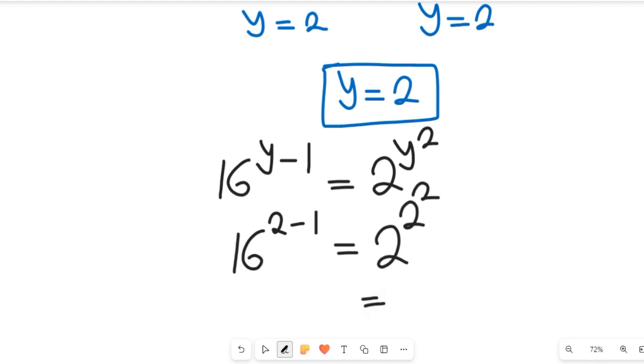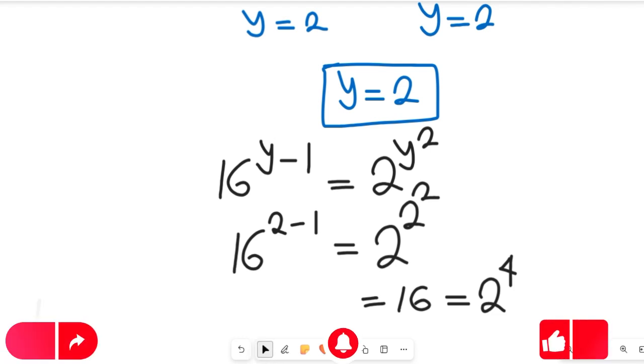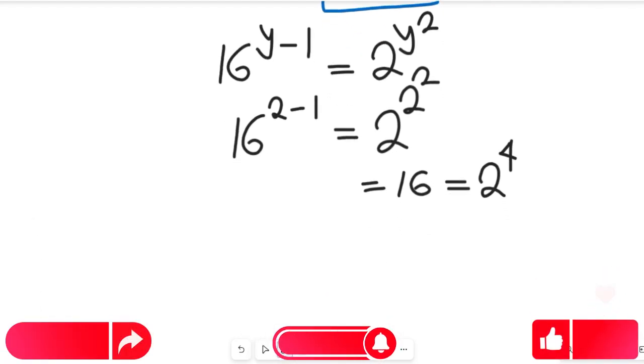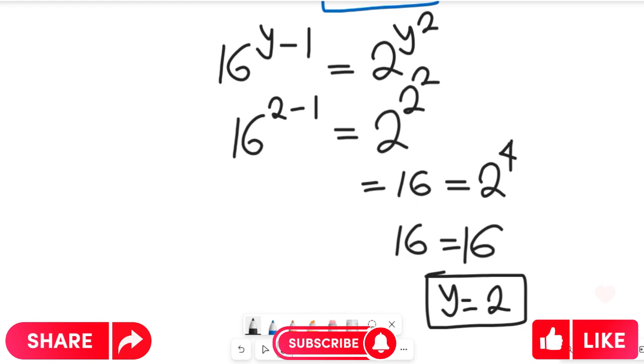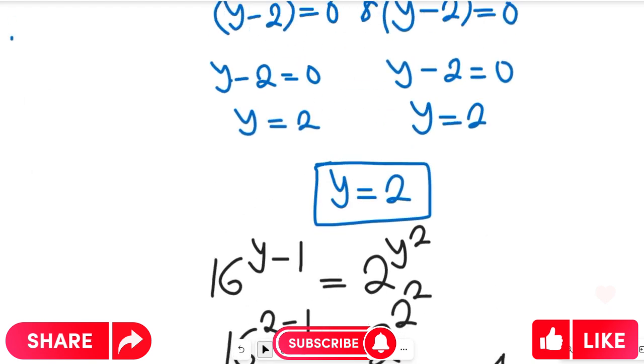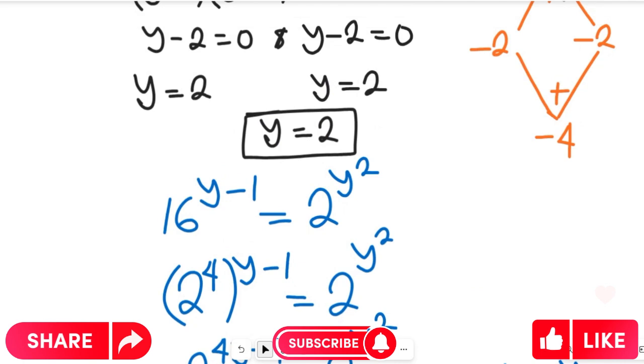So over here, we're going to have 16 to be equal to 2 to the power of 2 squared. This will be 2 to the power of 4. So if we simplify that, we are simply going to have 16 to be equal to 2 times 2 is 4, 4 times 2 is 8, 8 times 2 is 16. So 16 is equal to 16. So our y equal to 2 truly satisfies that exponential equation that is given to us up there.